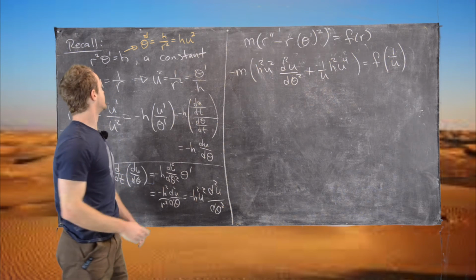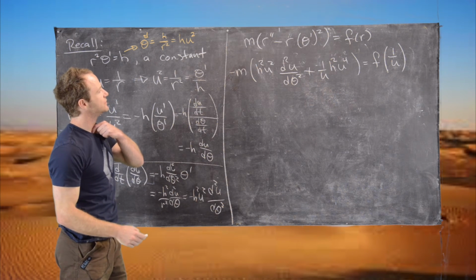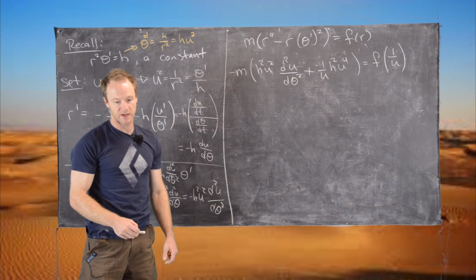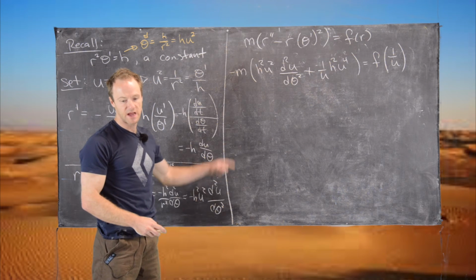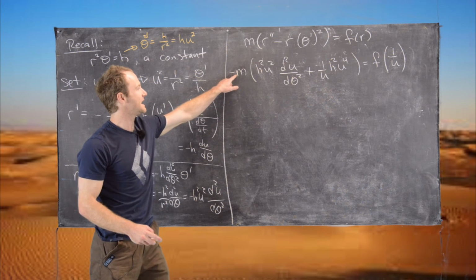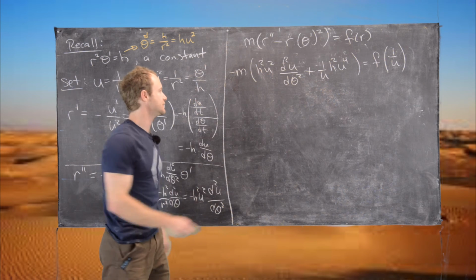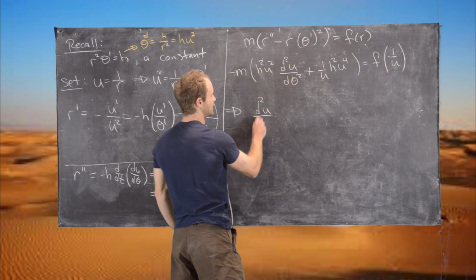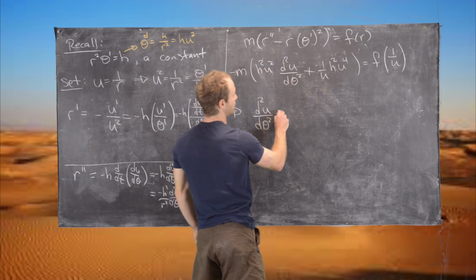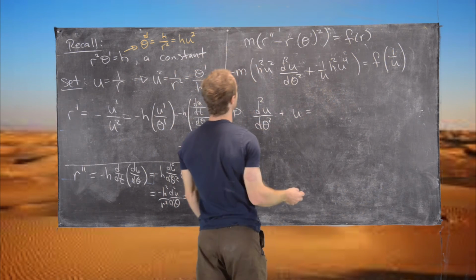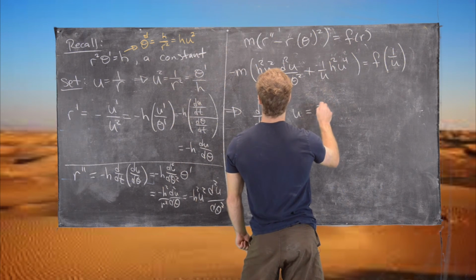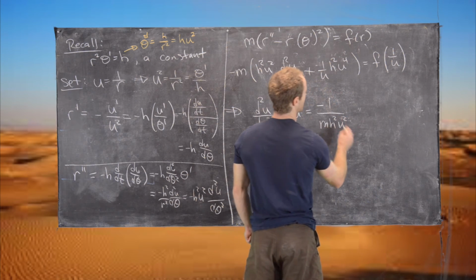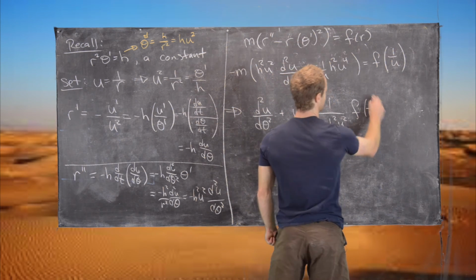Okay, great. So now we're all ready to get to the next step. So let's see what we get. So from here, we can divide out by a minus m times h squared u squared, and that's going to give us the following. So that'll give us the second derivative of u with respect to theta plus u equals minus 1 over m h squared u squared times f of 1 over u.